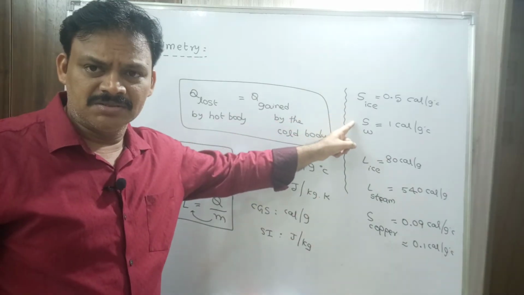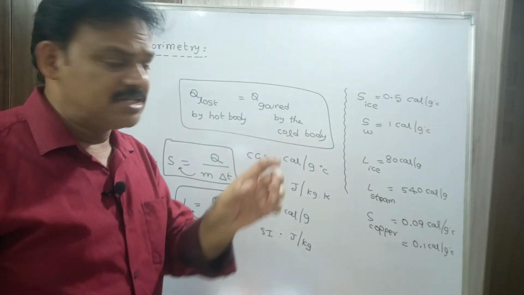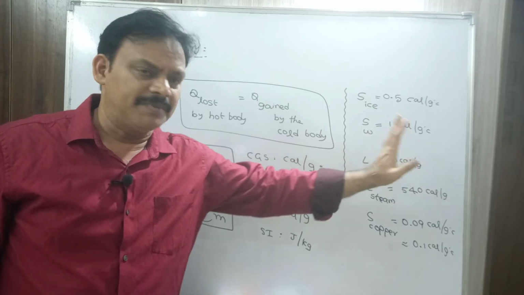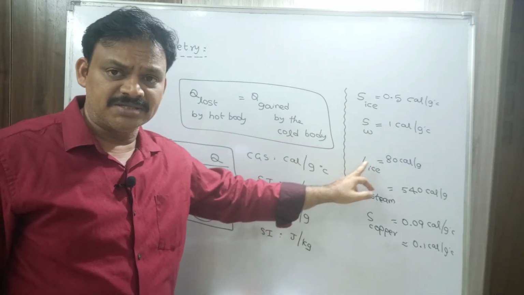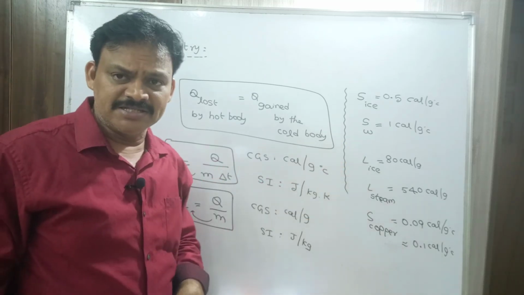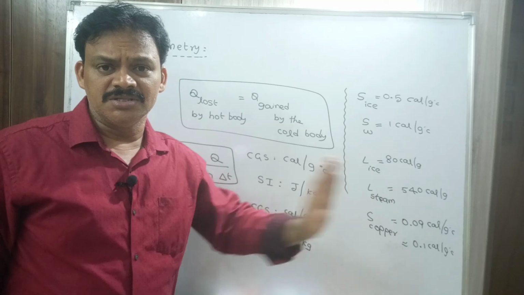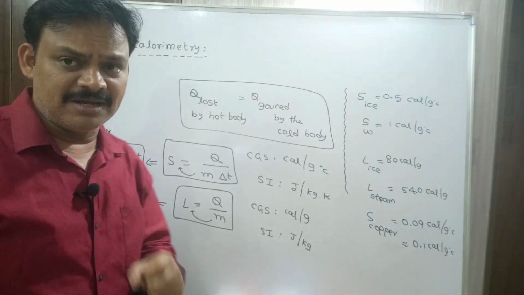Specific heat of ice, you need to remember 0.5 calorie per gram degree Celsius. Specific heat of water, 1 calorie per gram degree Celsius. Latent heat of ice, 80 calories per gram. Latent heat of steam is 540 calories per gram. Specific heat of copper calorimeter 0.09, otherwise 0.1 calorie per gram degree Celsius.